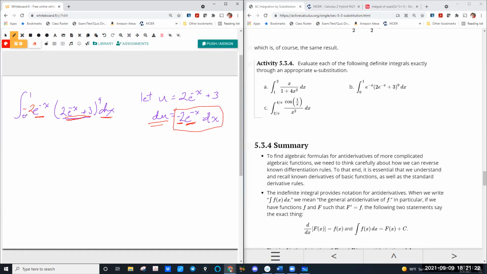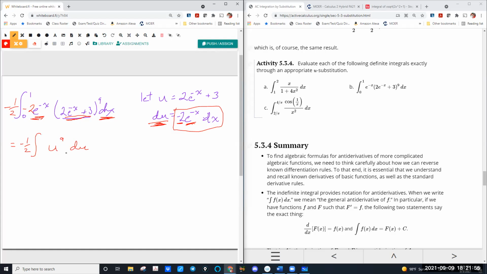Okay, I see. Now, because I put that -2 in there, I've got to compensate for it outside with a -1/2, because now I haven't changed the original integral. So we've got the -1/2 out front. The -2e to the negative x dx is du. So we end up with u to the 9th du.